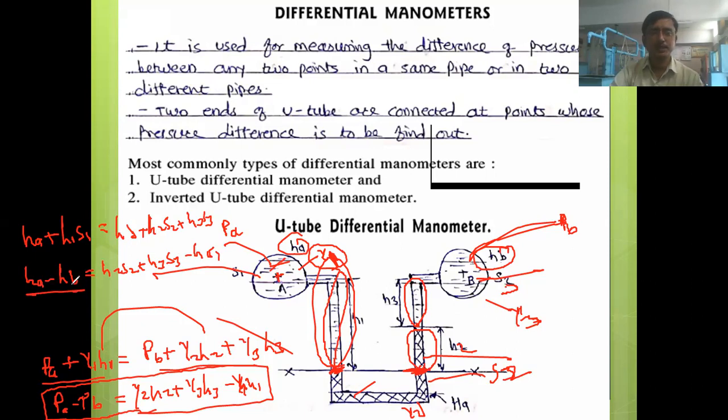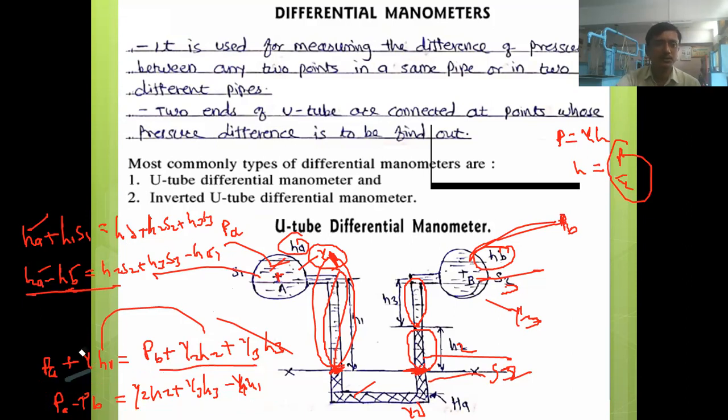Okay, the pressure head difference we have got here. Now what we are interested in is pressure intensity, right? And we know that pressure intensity P is equal to gamma H, and H is equal to P by gamma. So replacing this HA and HB by P by gamma, what will we get? I will rub this part here.